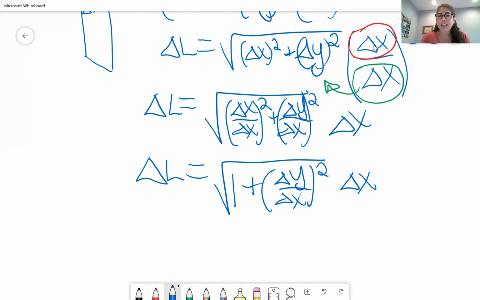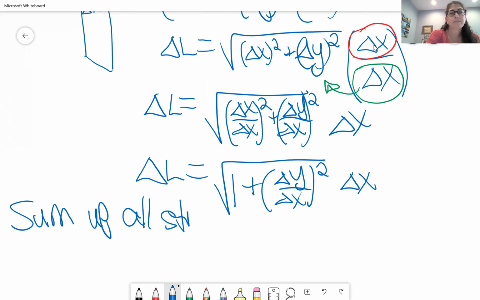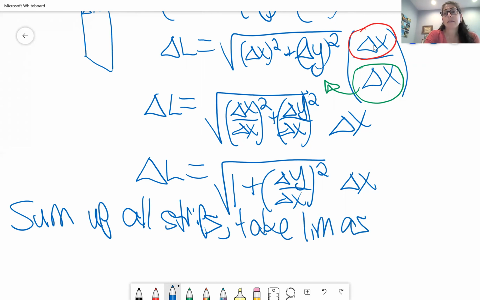And when we take the limit and let those strips get skinnier and skinnier, the delta y over delta x is going to become what? The derivative, right? dy dx. So we'll be able to rewrite that as an integral. So sum up all the strips. Take the limit as delta x goes to 0. The sum becomes the integral.